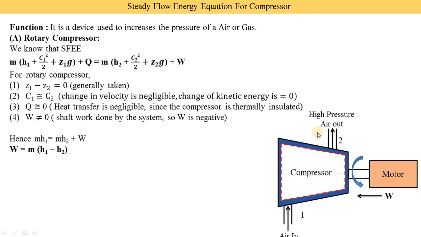In a turbine, what happens? We get work done from the steam or gas, so enthalpy is reduced at the outlet. So here H2 is less than H1, and here it is H1 minus H2. If the value of H2 is higher, then what is the meaning? Work done is negative. Why is it negative? Because we supplied the work done, which we already studied in chapter number 1.